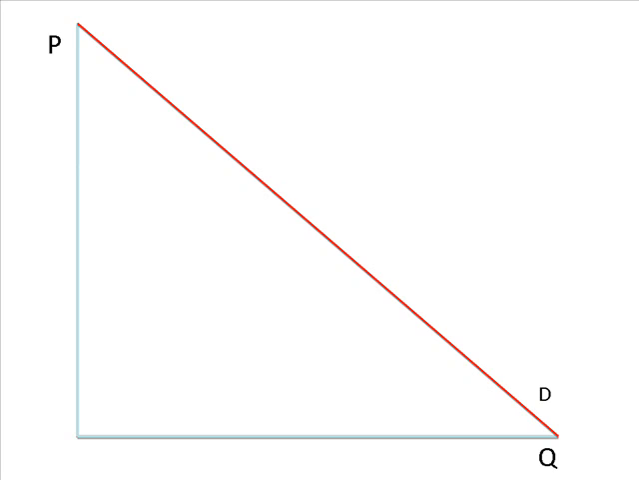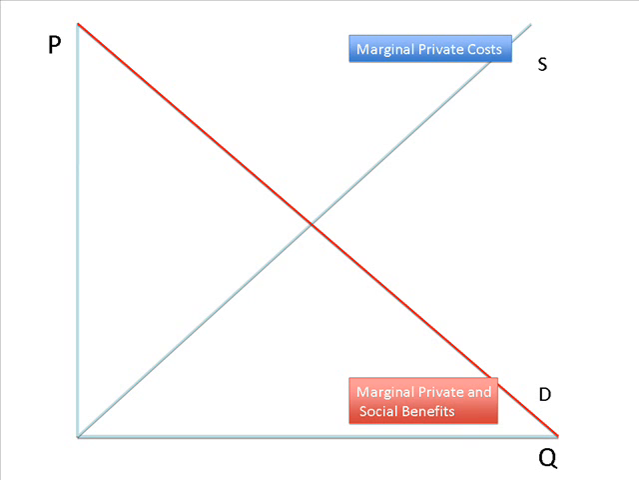If we were to graph this out, we would once again start with our X and Y axis, labeling them price and quantity, and adding in our demand and supply curves. This time, our supply curve represents our marginal private costs, and our demand curve represents our marginal private and social benefits. Again, the dotted line represents the price and quantity at the equilibrium.